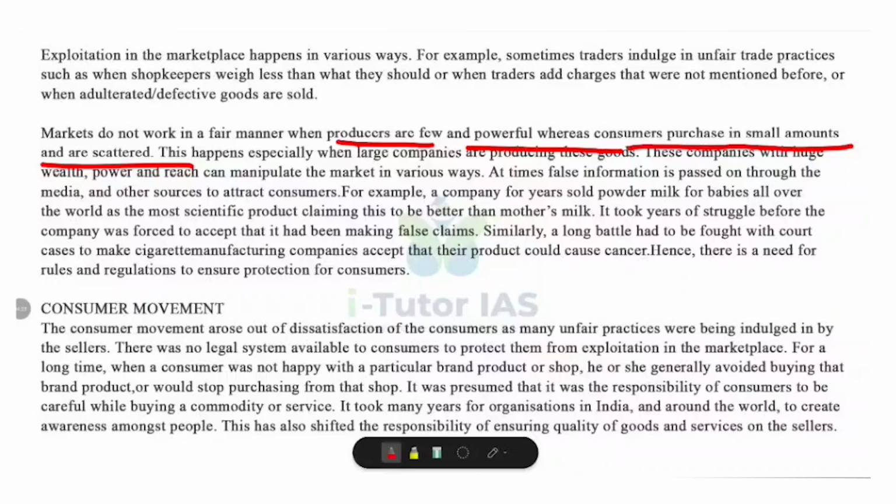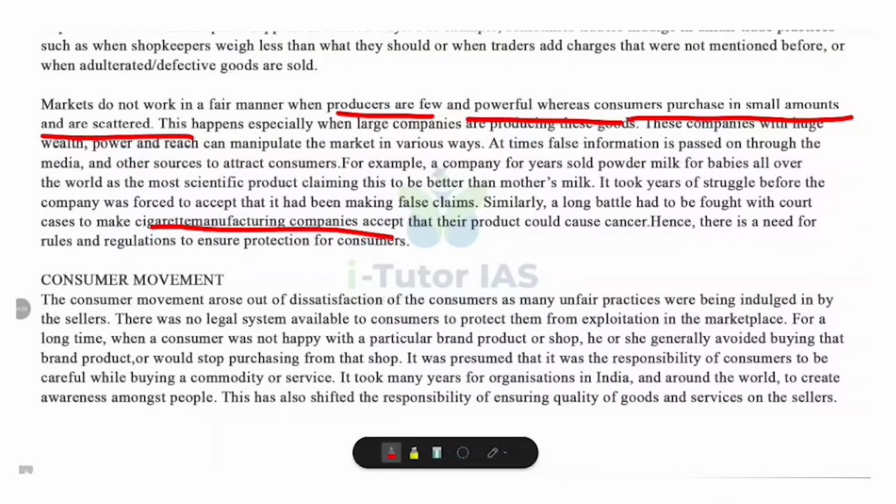Companies often use advertisements and promotions to mislead people. For example, milk powder for children was marketed as better than mother's milk. Another example is cigarette manufacturing companies. They refused to admit that smoking causes cancer. These were false claims, and it took years of consumer struggle and court battles to expose the truth. And consumers waste money, risk their health, or make wrong choices. They cannot easily fight powerful companies alone.